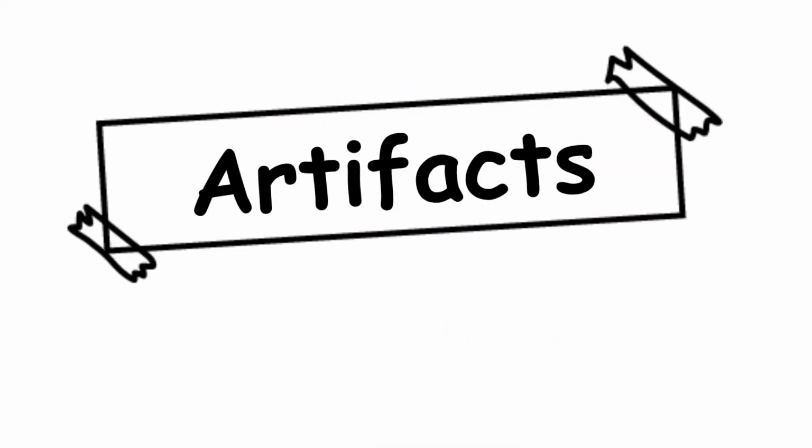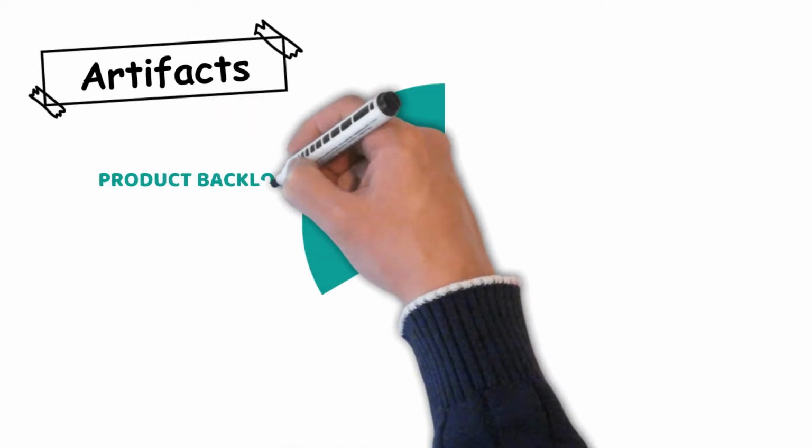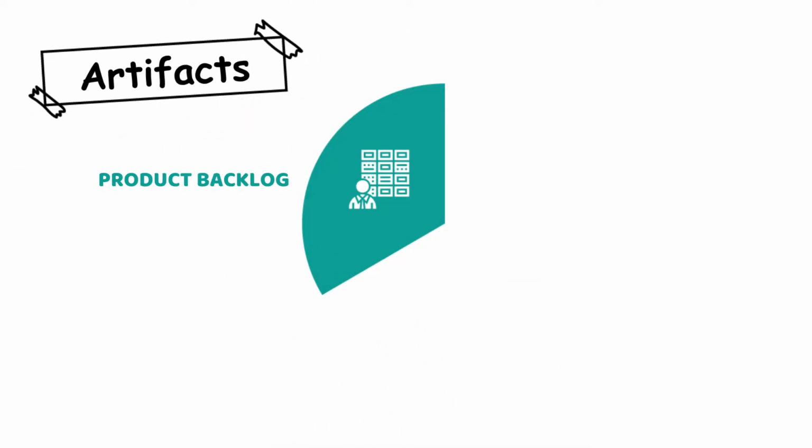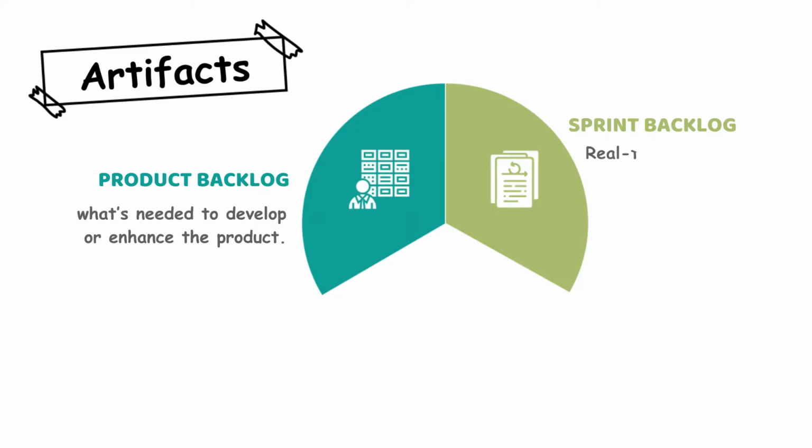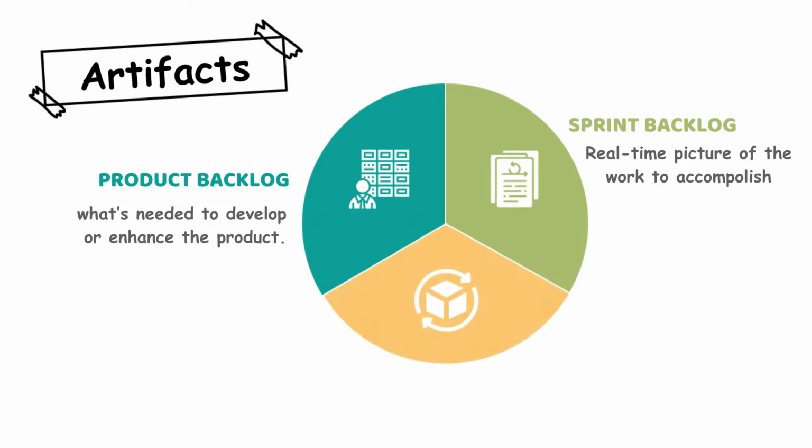Scrum has 3 artifacts to enable transparency at work. Product Backlog. It helps to understand what's needed to develop or enhance the product. Sprint Backlog. Real-time picture of the work that the developers plan to accomplish during the sprint. Increment. Sum of all the work done so far, available in usable condition.